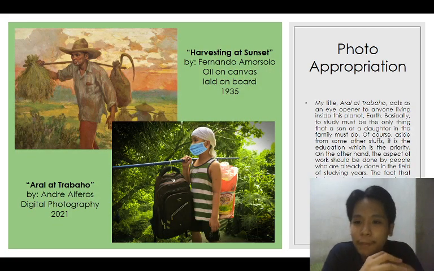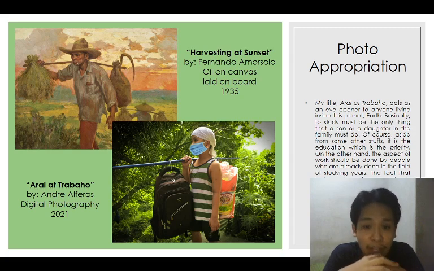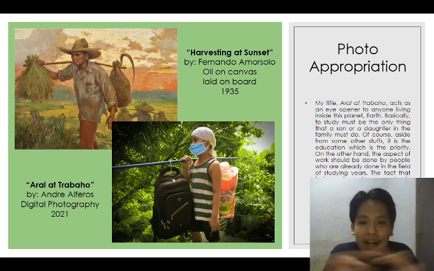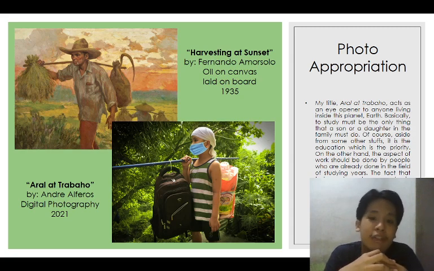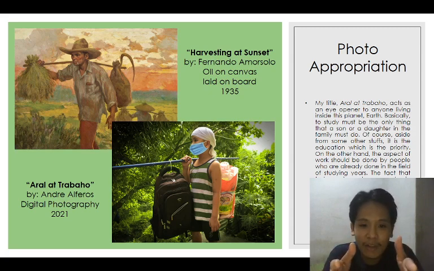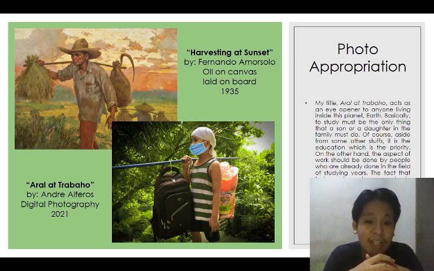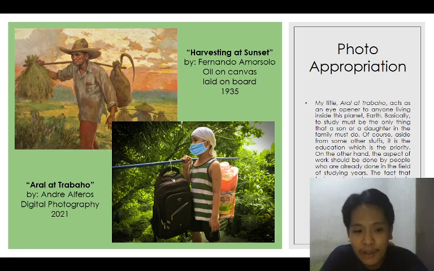Next was the photo appropriation. So again, I got inspired by Harvesting at Sunset by Fernando Amorsolo, oil on canvas laid on board, 1935. What I did is edit my youngest brother's photo, wherein I renamed it Aral at Trabaho. It is a digital photograph made this year, 2021.